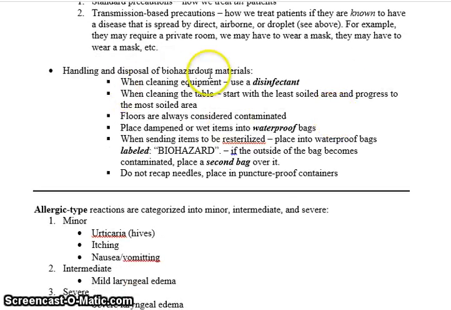Okay, handling and disposal of biohazardous material. Again, when cleaning equipment, you use a disinfectant. When cleaning the table, start with the least soiled area and progress to the most soiled area. Floors are always considered contaminated. Place dampened or wet items in waterproof bags. When sending items to be re-sterilized, place into waterproof bag labeled biohazard. If the outside of the bag becomes contaminated, place a second bag over it. And do not recap needles, place in puncture-proof containers.